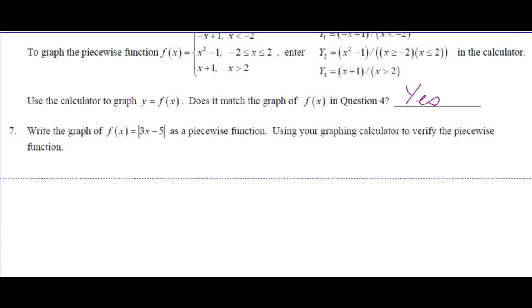Last one. Write the graph of f of x equals the absolute value of 3x minus 5 as a piecewise function. Use your graphing calculator to verify the piecewisity of the function. Or is it the piecewiseness? None of the above. All right, this is like 20-1 stuff, right? Absolute value function. So what do we got to figure out?